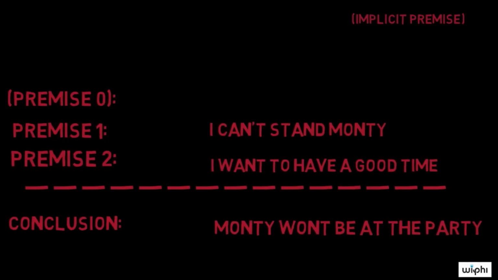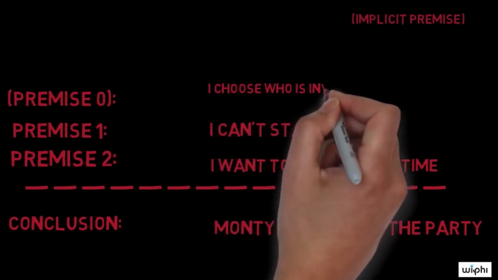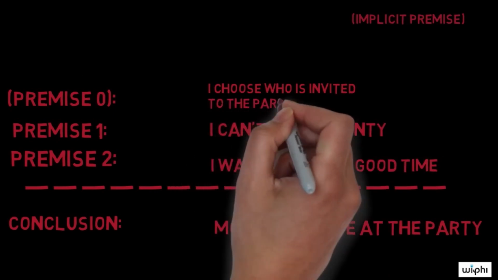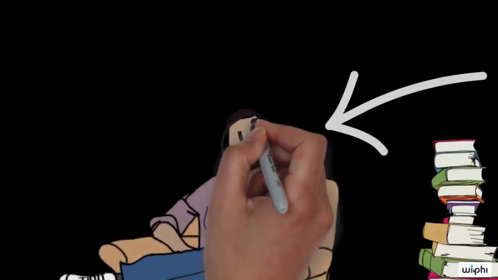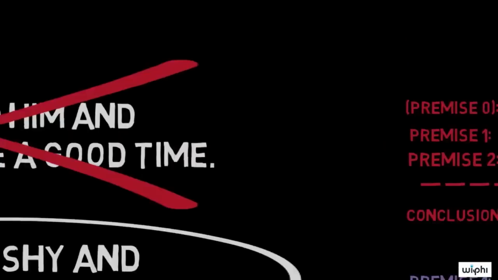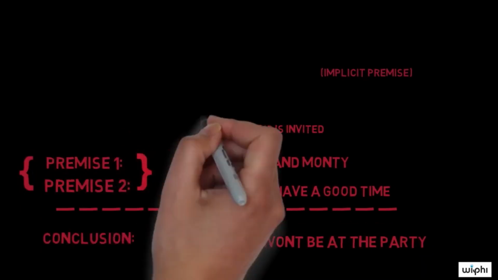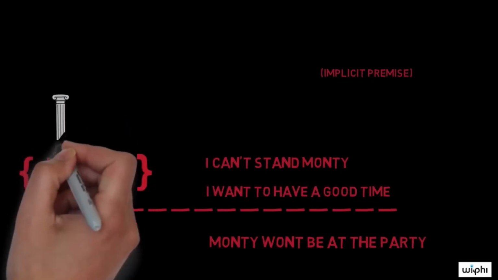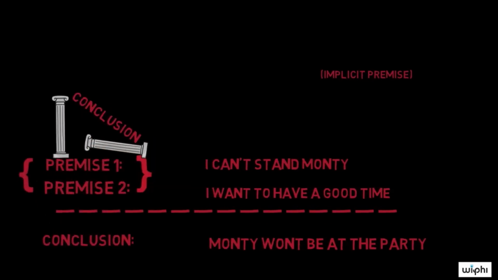Now, it's worth pointing out that the red argument, though it's bad as it stands, could be made a good argument with the addition of some background premise. So, for example, if you found out that your friend was the person who decided who was going to be invited to the party, then the fact that she can't stand Monty and wants to have a good time would give you a good reason to believe that Monty won't be at the party, because it would give you reason to believe that she didn't invite him. But as it stands, the argument is not good. Those two premises considered in themselves give you no reason to believe that Monty won't be at the party.